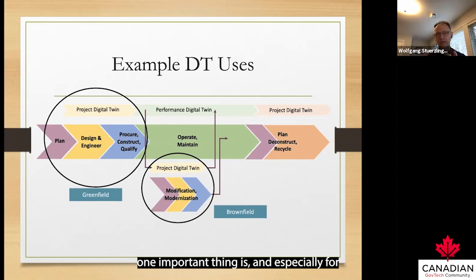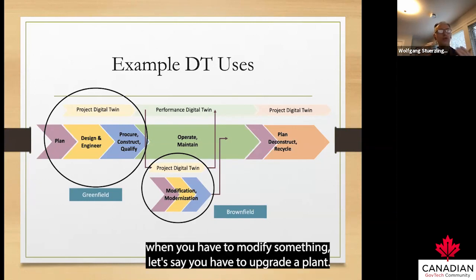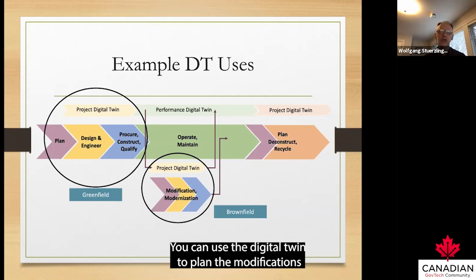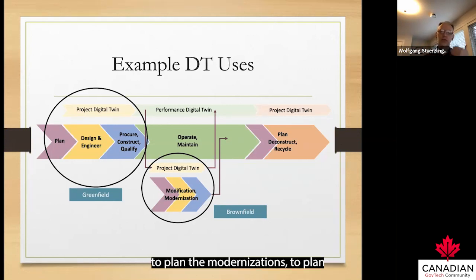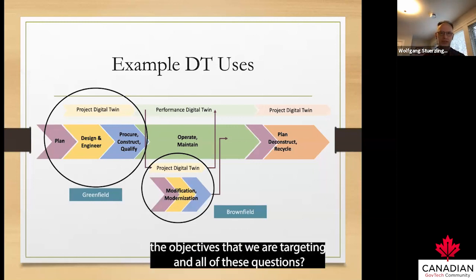One important thing, especially for larger plants and various other things, is when you have to modify something, like say you have to upgrade a plant, you can use the digital twin to plan the modifications, to plan the modernizations, to simulate how well that might work. Will that actually achieve the objectives that we are targeting, and all of these questions.